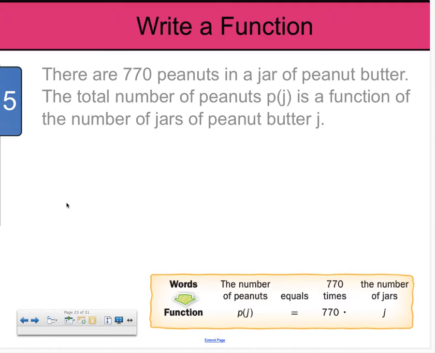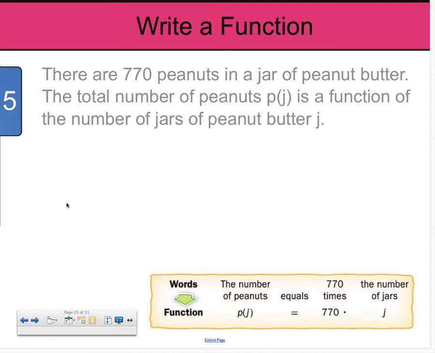Now we're moving on to being able to write a function, and we're starting out with a word problem. So notice in 3 examples so far, we've looked at functions as they relate to actual functions or equations, to tables, and now to word problems. So in this situation, we have 770 peanuts in a jar of peanut butter, okay? We want to know the total number of peanuts as a function of the numbers of jars of peanut butter. So how can we write an equation or a function that explains or describes this scenario?